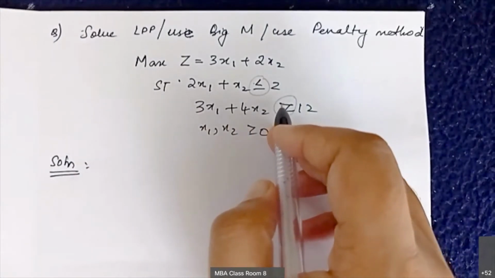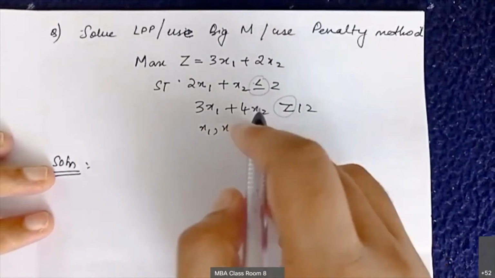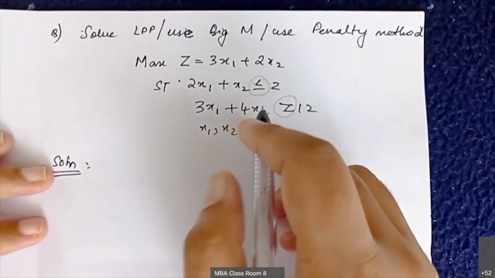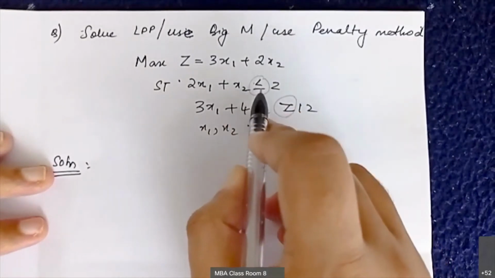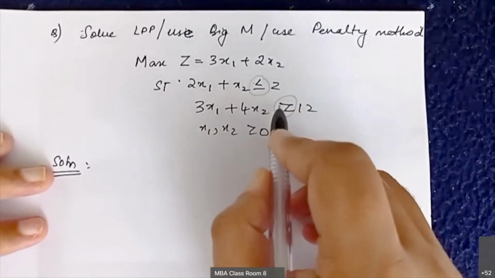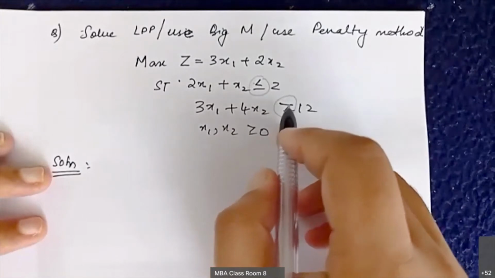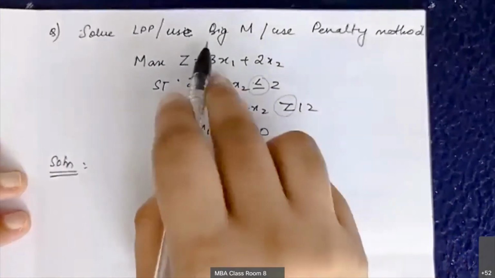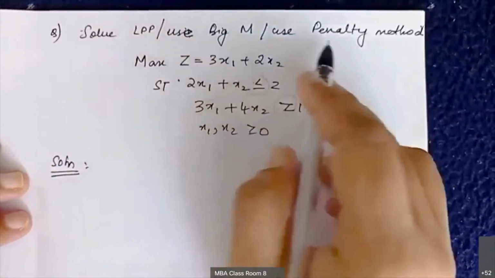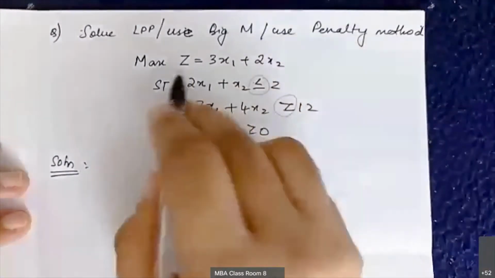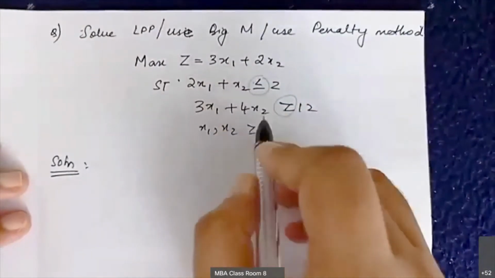If all the constraints are less than or equal to type, then we can go for the simplex method. But in our case, we have one constraint that is less than or equal to, but unfortunately the second constraint is greater than or equal to. In that case, we will have to use the big M method. Big M method is also called the penalty method. So this is our objective function and we have two constraints here.